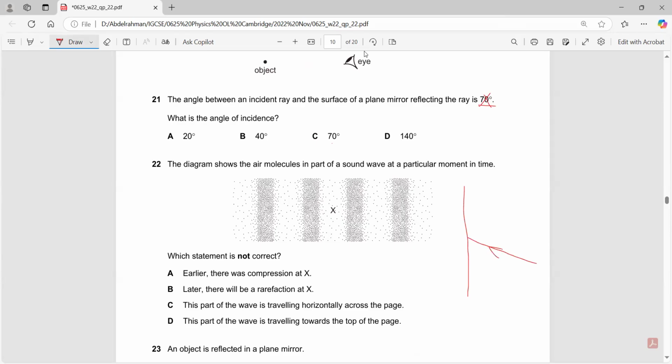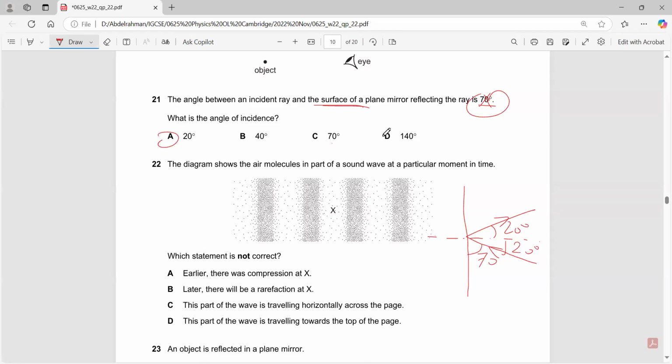What is the angle of incidence? The angle between the incident ray and the surface of the plane mirror. So this angle is 70. Where is the normal? This is the normal line. What is the actual angle of incidence? It's 20. So the angle of reflection is also 20 degrees. This is not the angle of incidence. This is the angle with the boundary, the angle with the surface.